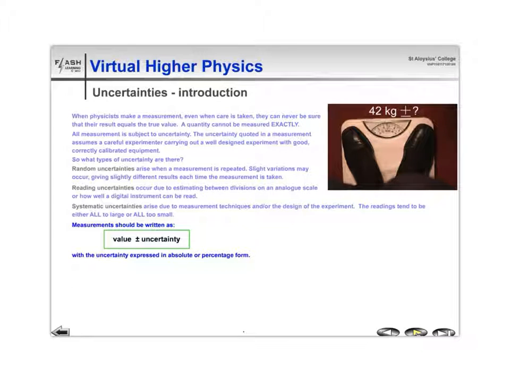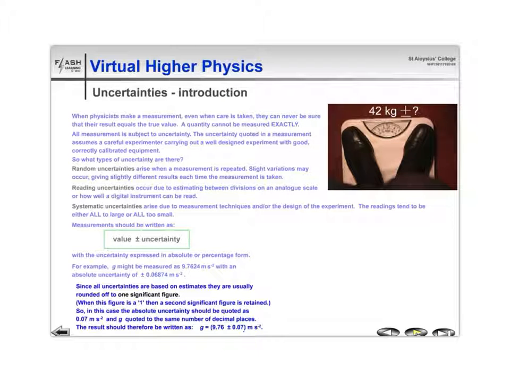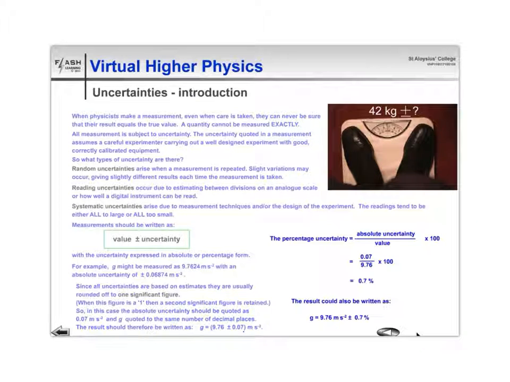So when we write an answer, we write it as value and then we use a symbol plus or minus the uncertainty. So for instance, if you've measured g, 9.7624, you can write that plus or minus the actual value. Now normally we would round the uncertainty off to one significant figure, except when that figure would be a 1, then you would often give a second significant figure.